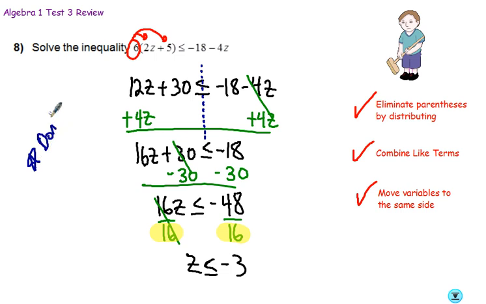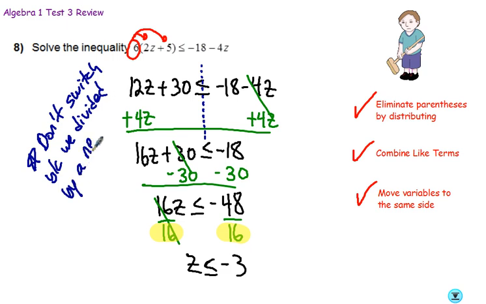Don't switch because we divided by a negative. Okay, so we're not going to switch because we didn't divide by a negative. Now, I know you're probably looking at it and saying, oh, well, that says negative 48. Wouldn't that mean you switch? Well, that's not the number we're dividing by, though, right? We're dividing by a positive 16, so that one would stay exactly the same.